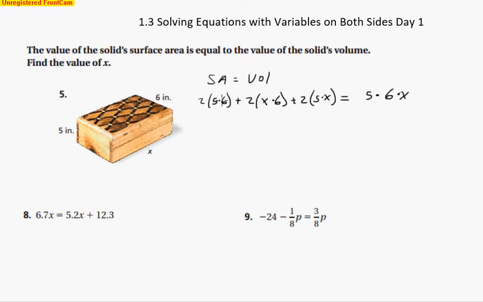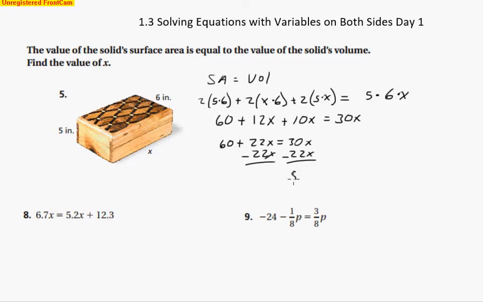This is 30 times 2 gives me 60. And then over here I have 2 times 6x gives me 12x. And over here I have 2 times 5 gives me 10x. And on this side I have 30x when I multiply the 5 and the 6. So all I'm doing is collecting like terms now. So I have 60 plus 22x equals 30x. Now I can subtract the 22x from both sides, and that gives me just 8x equals 60.